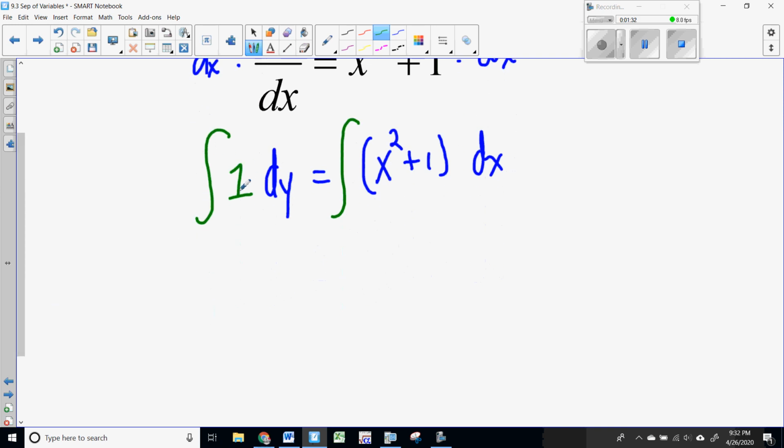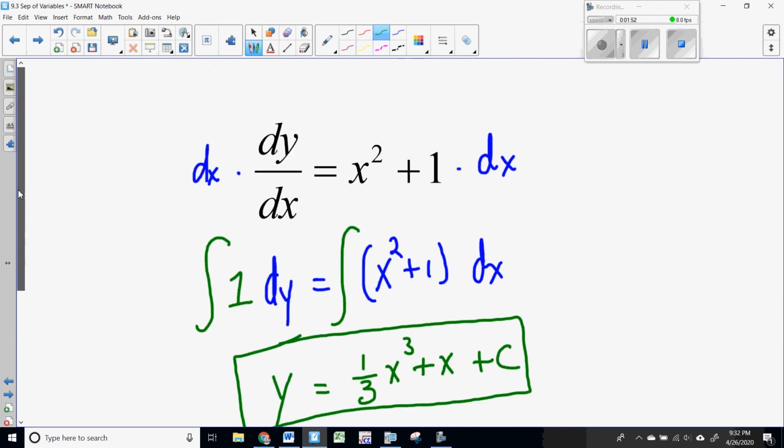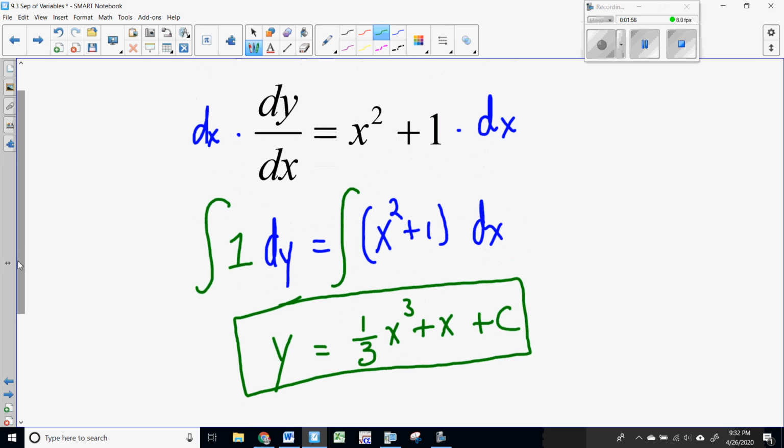So the antiderivative of 1 dy is just y, and the antiderivative of x squared plus 1 is 1/3 x cubed plus x plus c. So there is our solution to our differential equation. That is a general solution because it has a c in it.